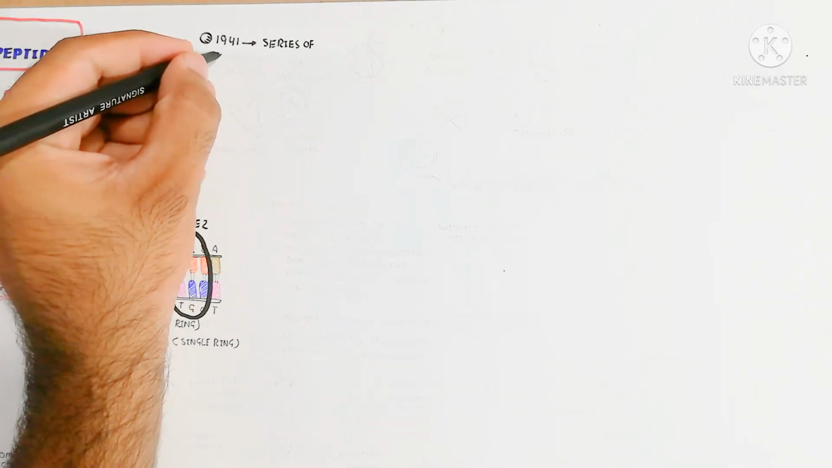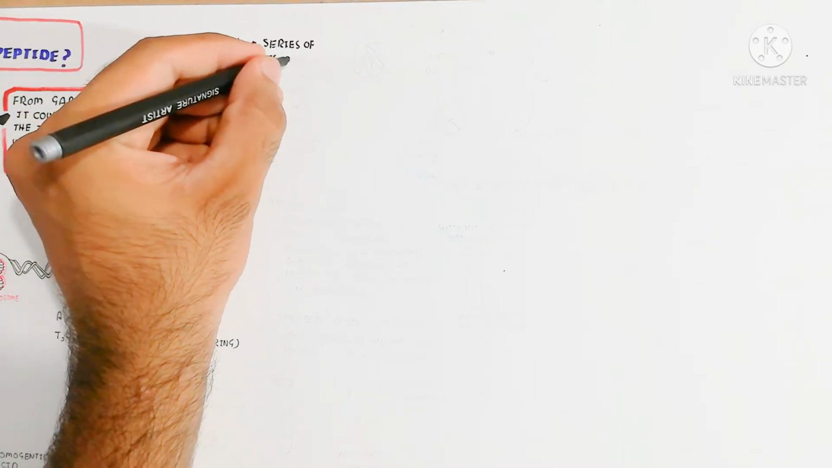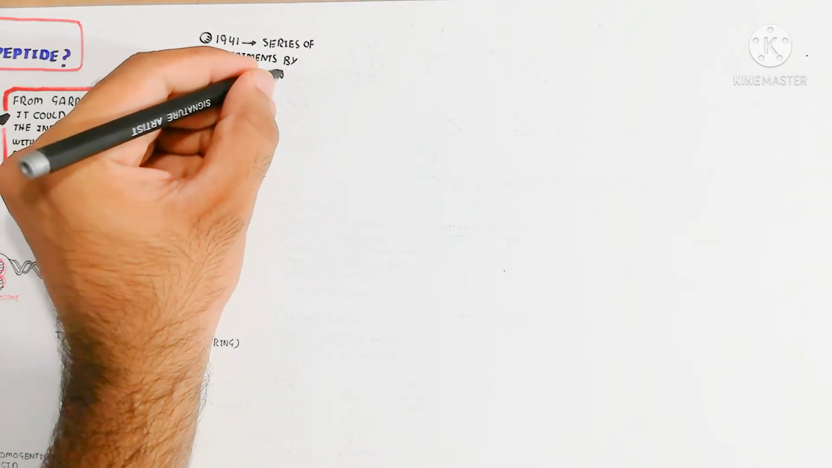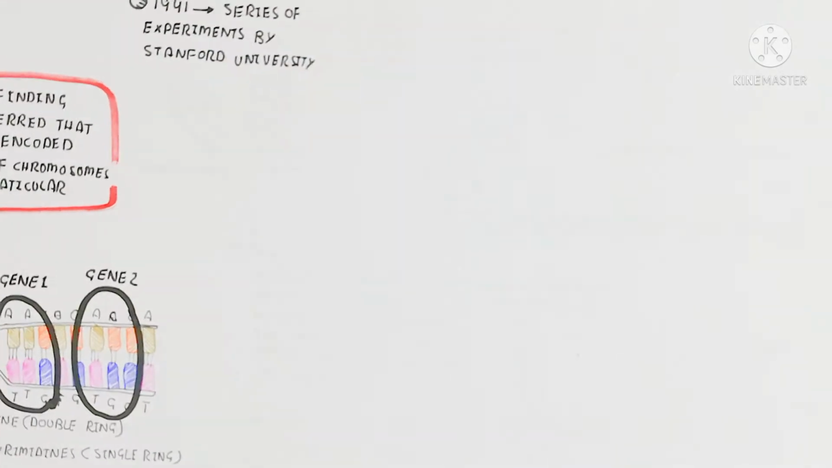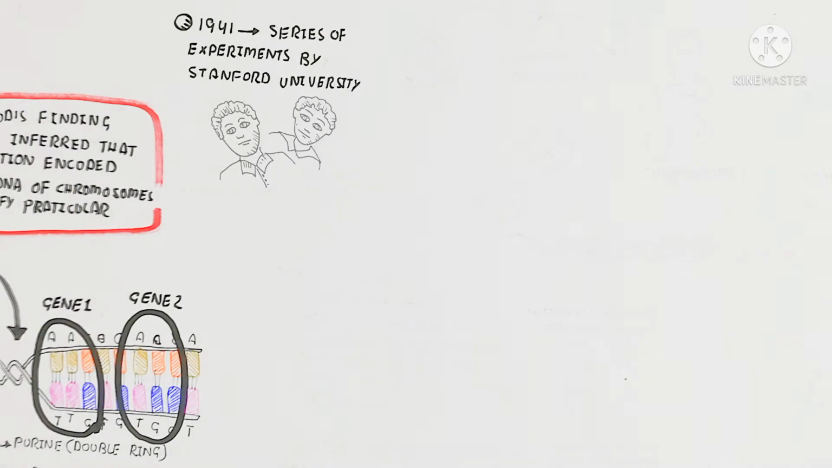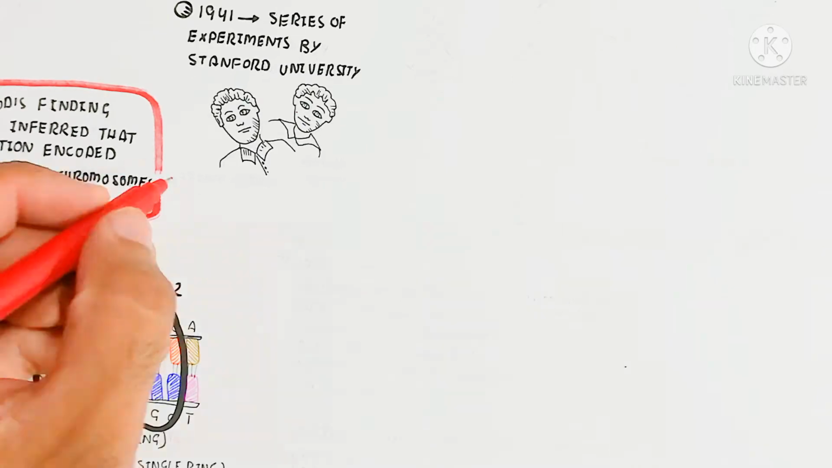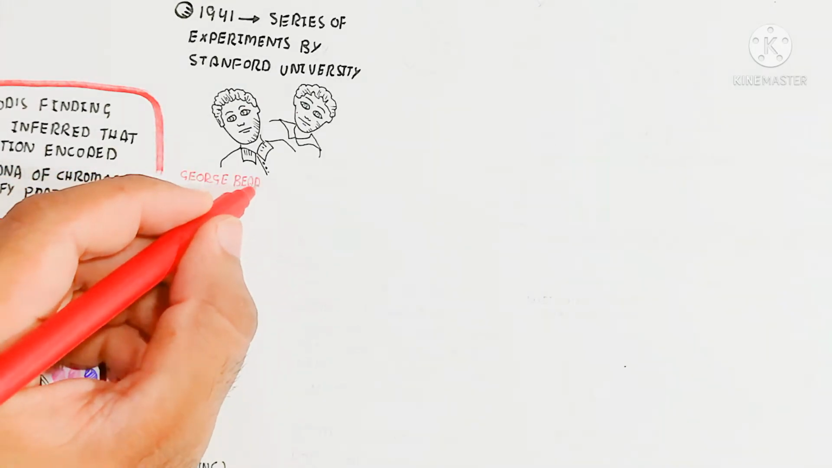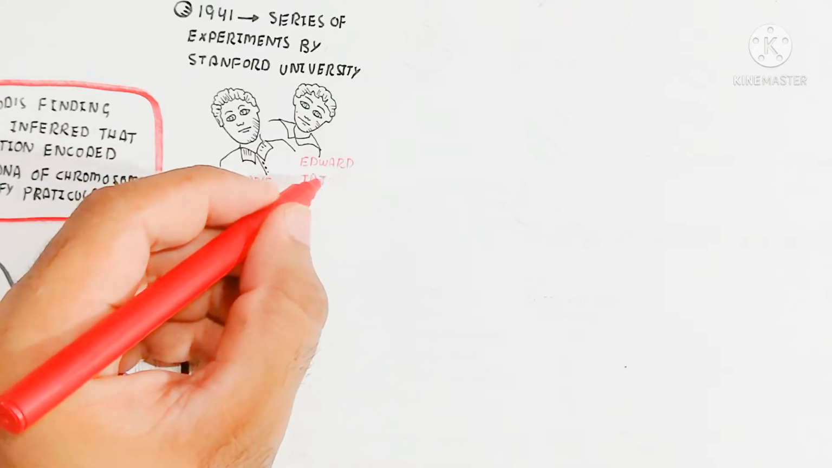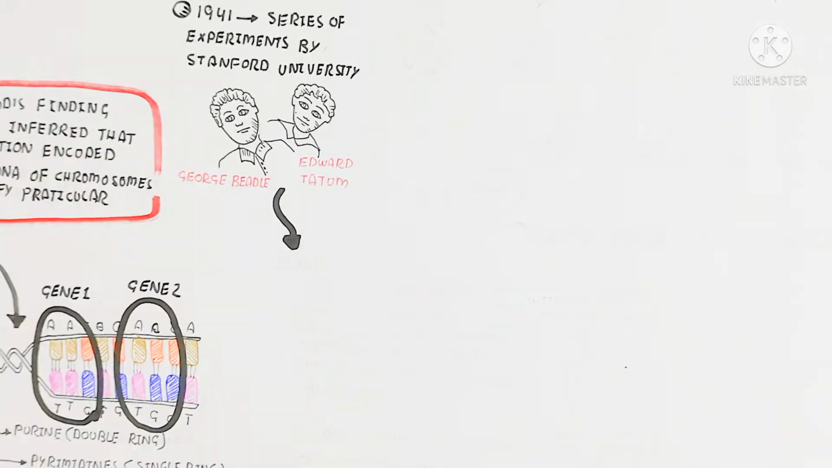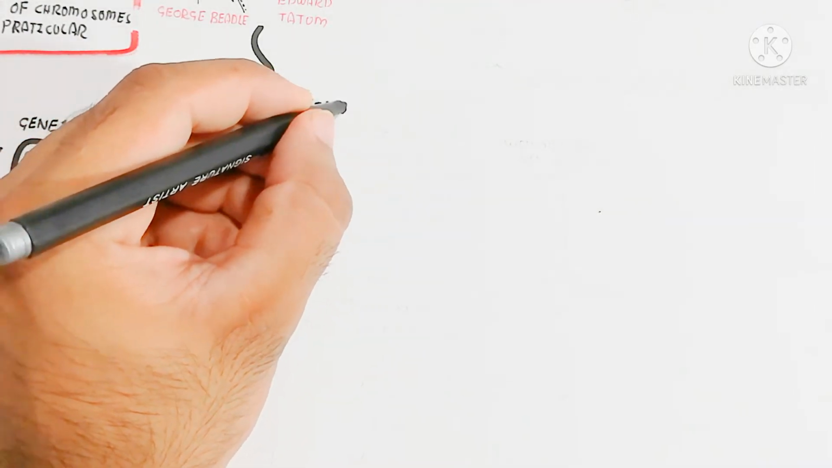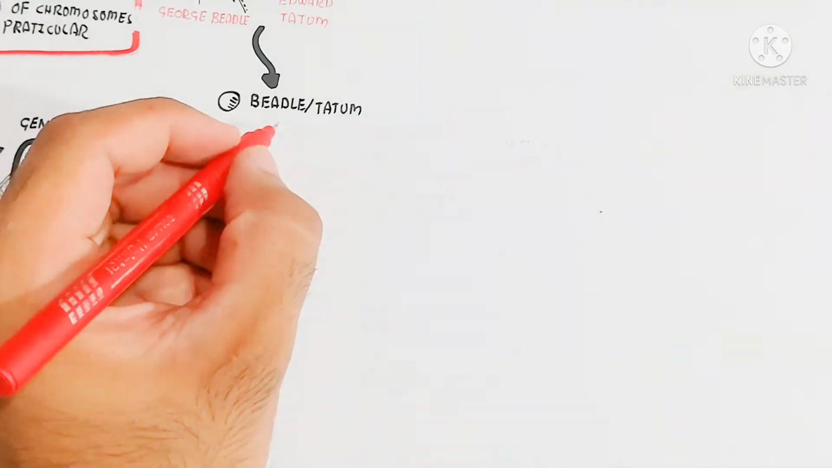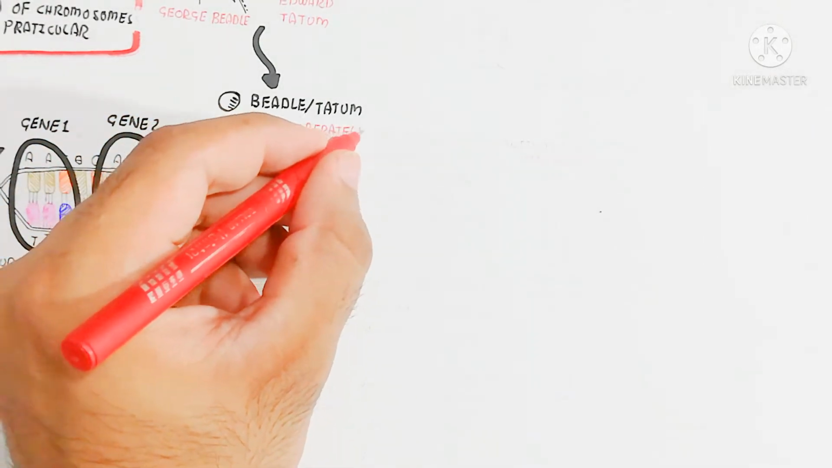And on the other hand, the inversion, that is the mutation, leads to a change in the environment inside the body of the organism. So here is 1941, the series of experiments at Stanford University by George Beadle and Edward Tatum. Beadle and Tatum deliberately set out to create a Mendelian mutation in chromosomes and then study the effect of these mutations on organisms.